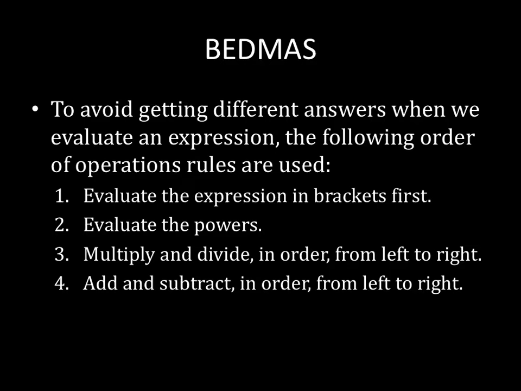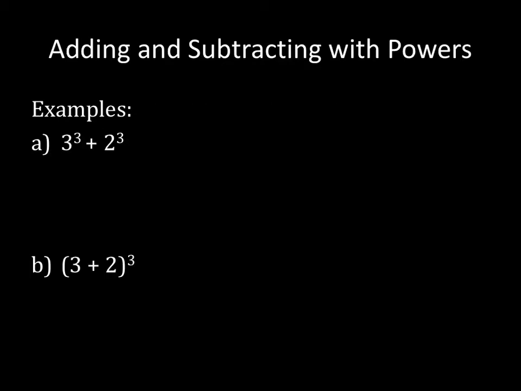The first step is to evaluate the expression in brackets first. Second, we evaluate the powers. Third, we multiply and divide in order from left to right. And then fourth, we add and subtract in order from left to right. You were commonly taught how to remember these steps using the acronym BEDMAS. Let's look at some examples to see how this works.